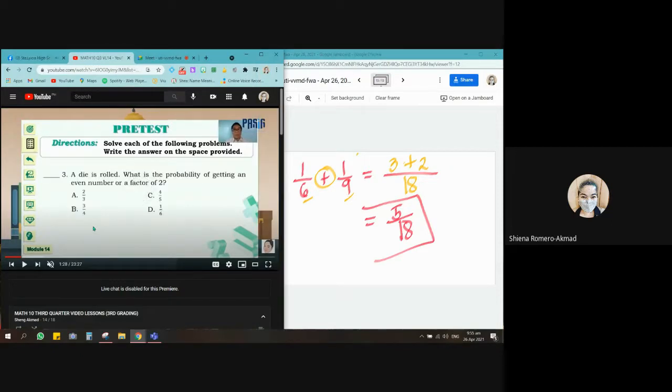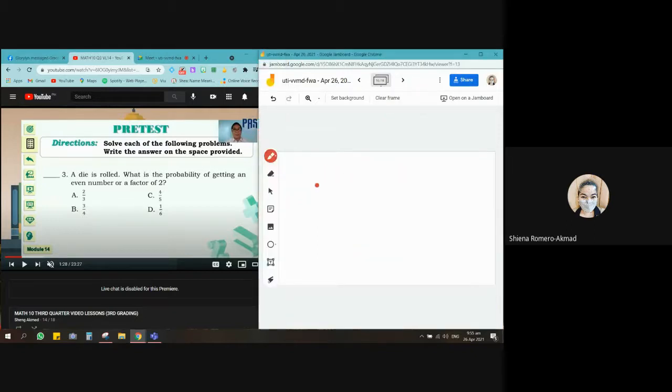Next, number 3. A die is rolled. What is the probability of getting an even number or a factor of 2? So, what is the probability that we get an even number? What are the even numbers? The probability that we get an even number and the probability that we will get a factor of 2. So, let's start with even. Meaning 1 to 6: 2, 4, 6.